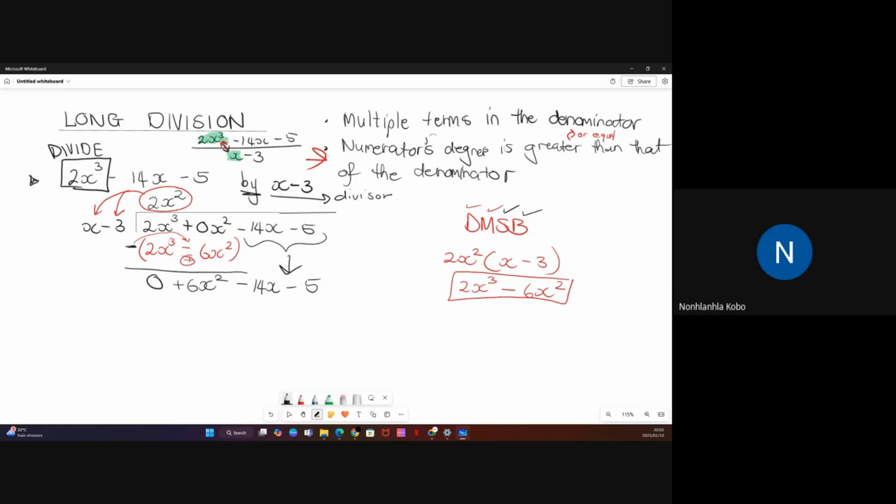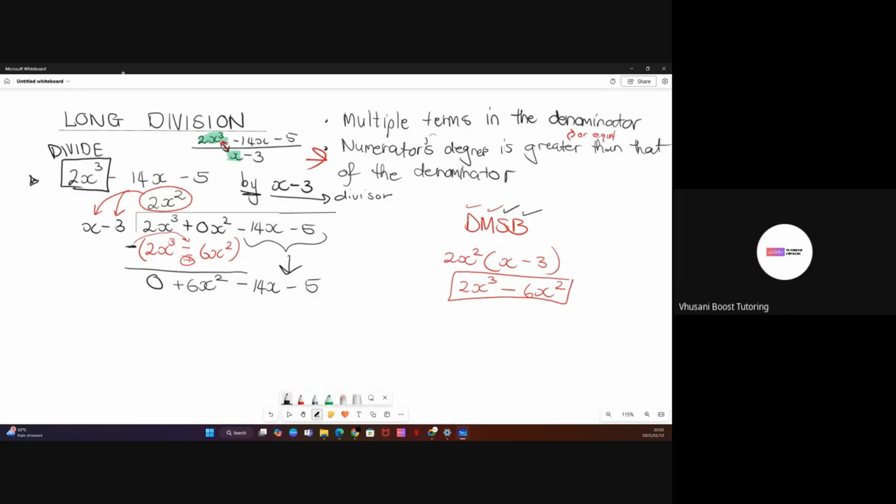Can you repeat? Okay, which part do you want me to repeat? Where's the zero coming from? Repeat from 2x cubed minus 6x squared. 2x cubed minus 6x squared. So from here, basically. Yeah.